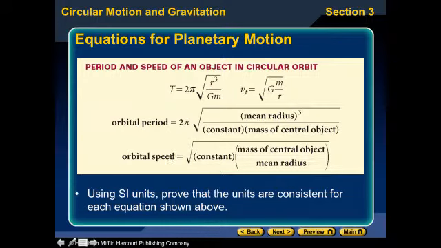Using SI units, prove that the units are consistent for each equation shown above. Well, let's look. Get my pen ready here. Looking at just units, we have r cubed. So r should be in meters, and that will be meters cubed over, okay, what was it, a Newton times meters squared over kilogram squared, right? That should be the units for G always.